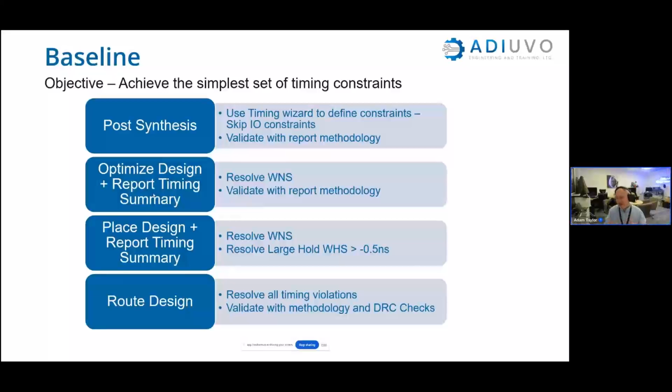Once we've addressed any issues that have been identified during the optimize phase, we're then going to let the tool do the place. If there's any negative slack, we're going to address that. If there are any large hold time failures greater than minus 0.5 nanosecond, we're going to address that too. If they're lower than that, we're not going to worry about it at that point in time, because the router is able to resolve them.